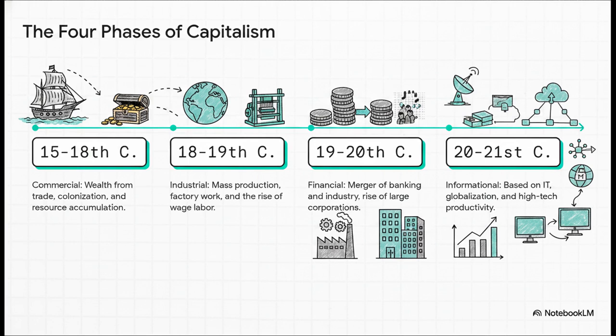Now, all this industrial power needed money, big money, which leads us right into the third phase, financial capitalism. In the 19th and 20th centuries, we see banks and huge industries starting to merge. This mashup of banking and industrial money created these gigantic corporations and monopolies. Power started shifting to the stock market and big financial players.